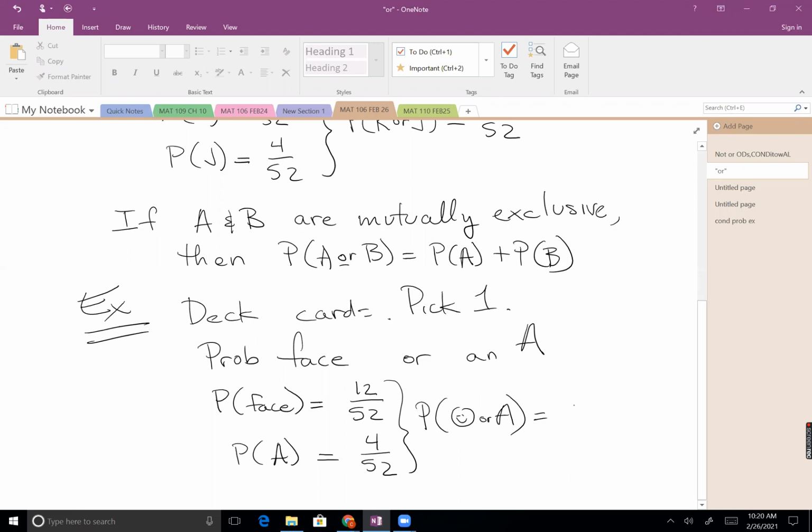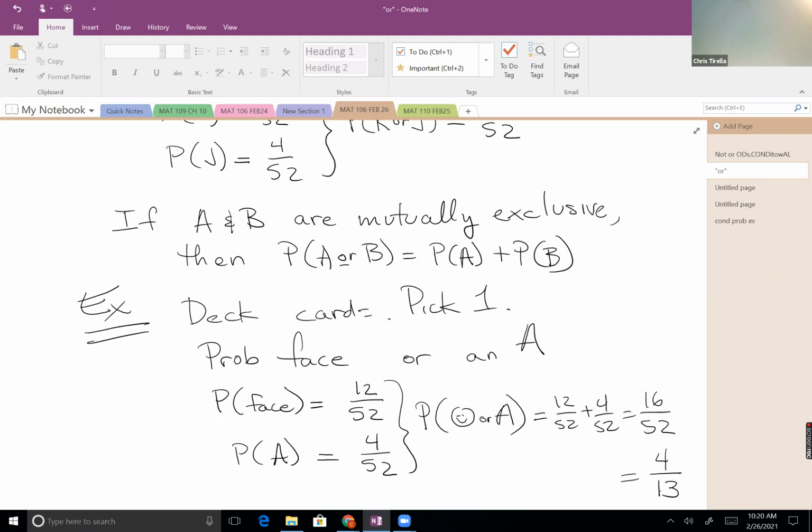Is 12 52nds plus 4 52nds, which gives me 16 over 52, which could reduce to 4/13. And if I see that or, I'm going to add. But I'm going to put an asterisk next to that idea of or telling me to add, because sometimes it's a little bit more complicated.